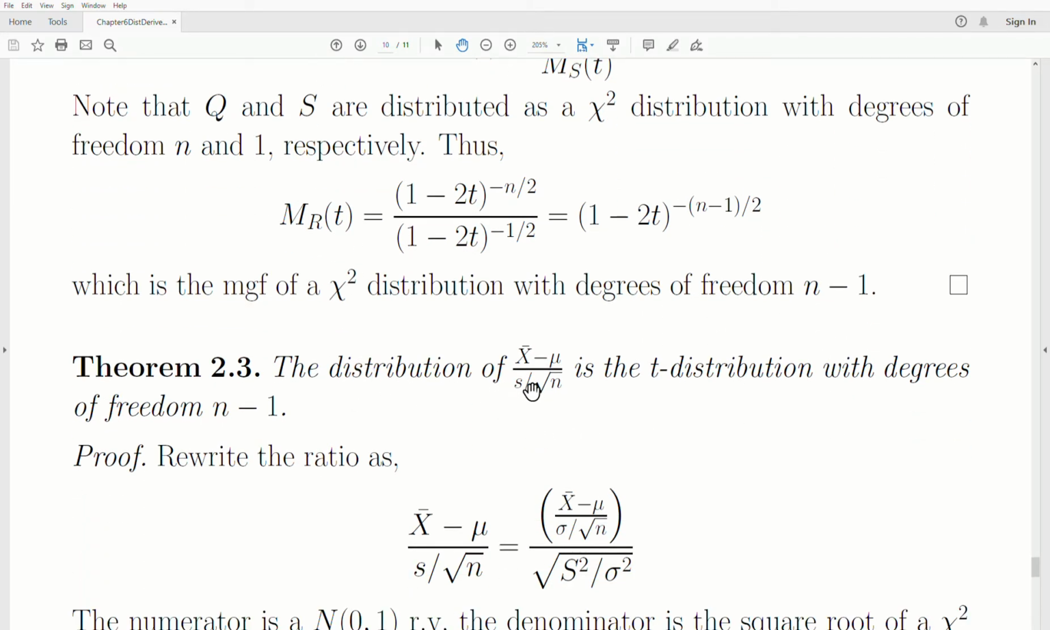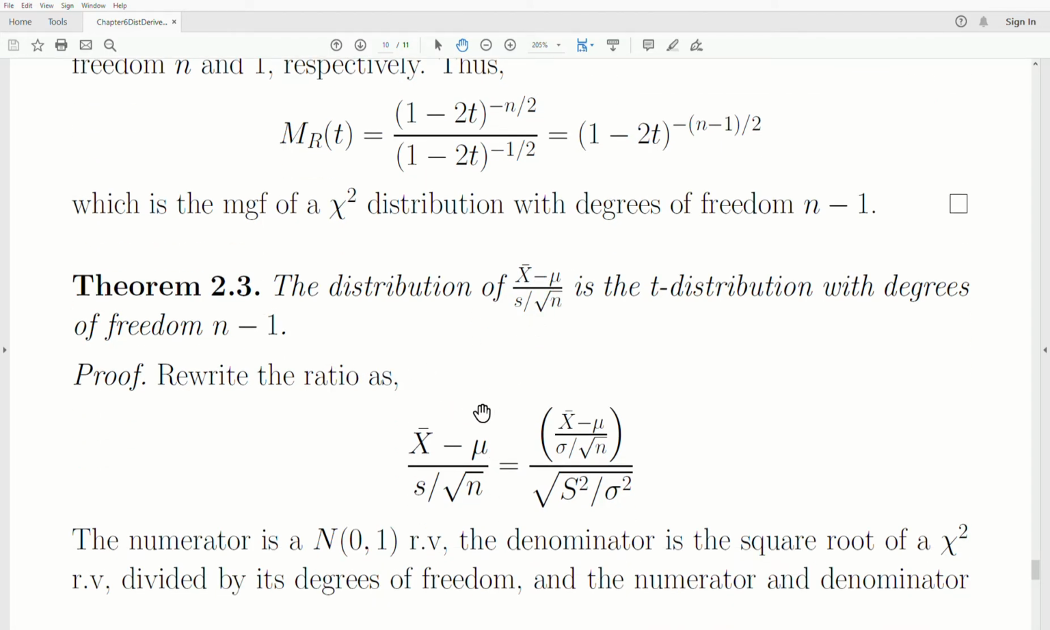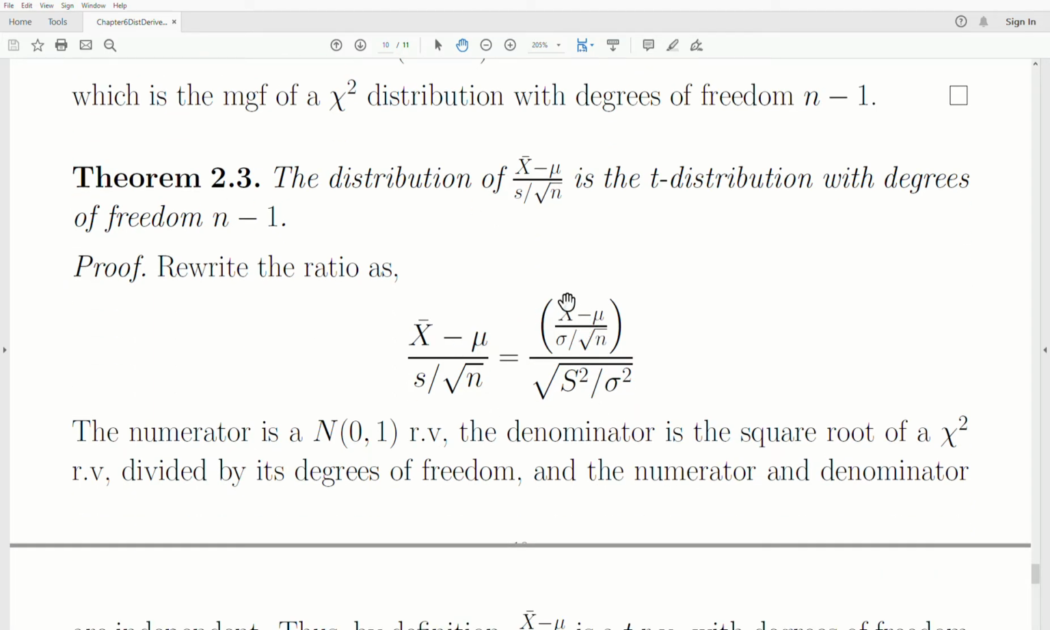Next, we want to prove that this test statistic, X bar minus mu divided by S divided by the square root of n, is in fact a t distribution with n minus 1 degrees of freedom. First, let's rewrite this ratio in this form. If you think about what we have, we have the numerator, we have the square root of n, we have sigma, and then the square root of sigma squared, so those cancel. The square root of S squared is just S, so we do get these back. I capitalized that, and that's lowercase. I'm going to make that lowercase in the hard copy.